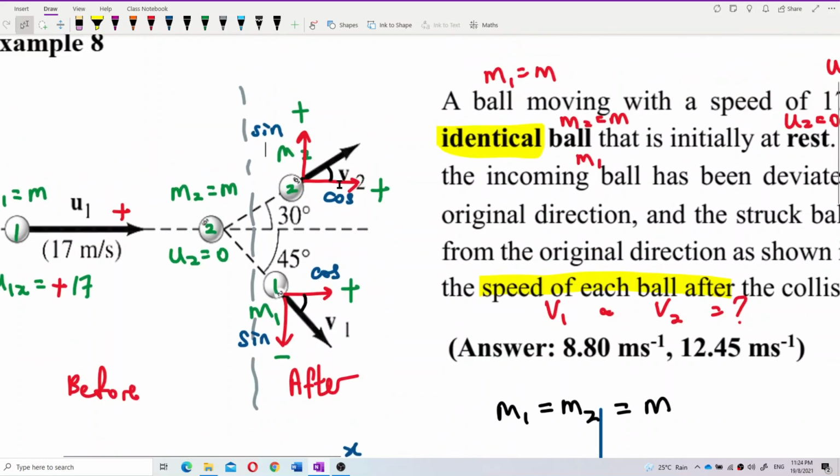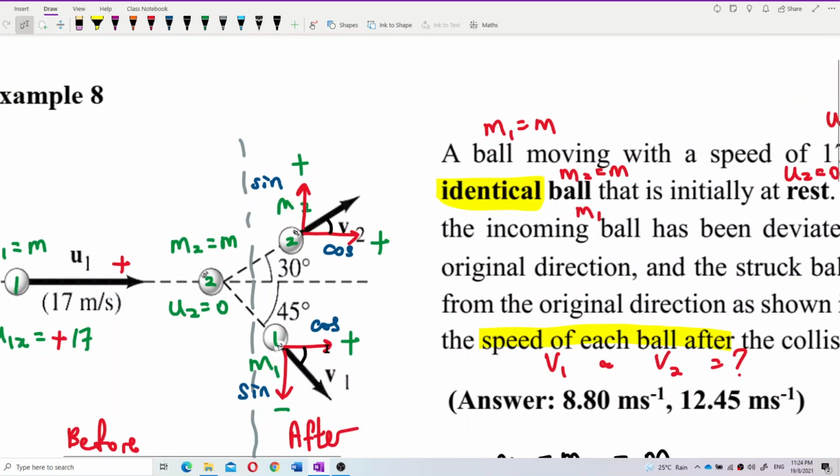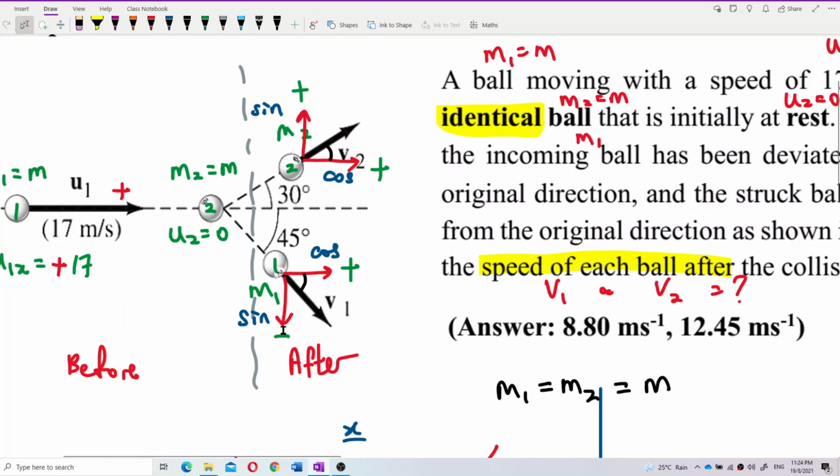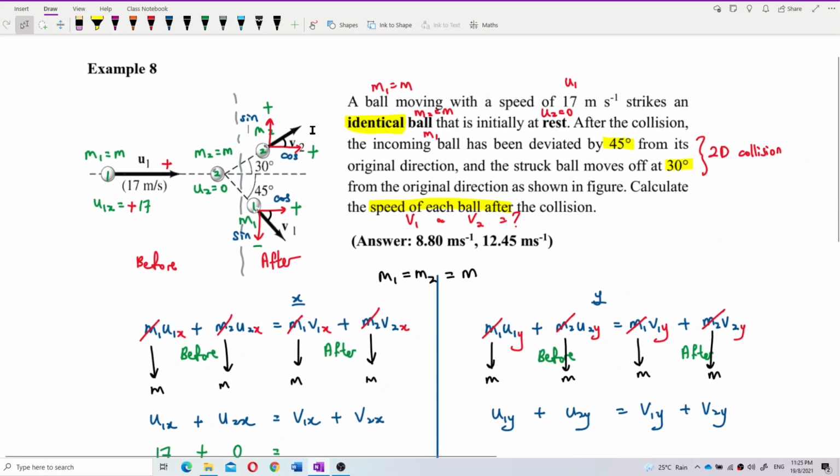Okay. So look again. For v1, the x component is to the right, is positive, and then using cosine because it is adjacent to the angle. For the y component, it is downward, so negative, and it is opposite to the angle, so use sine theta. And then for v2, the x component is to the right, so positive, and adjacent to the angle theta, so using cosine. And for the y component, it is going upward, upward is positive, and it is opposite to the angle. That's why you use sine theta. Okay. So we already know everything.